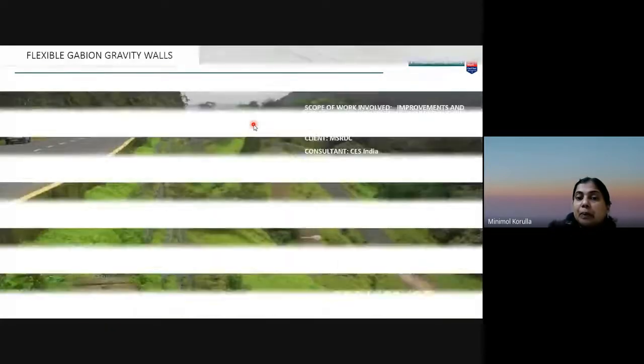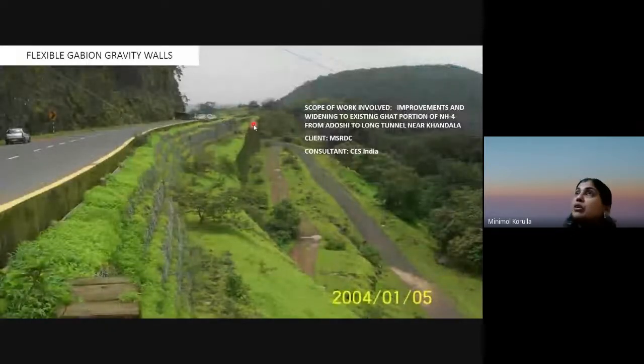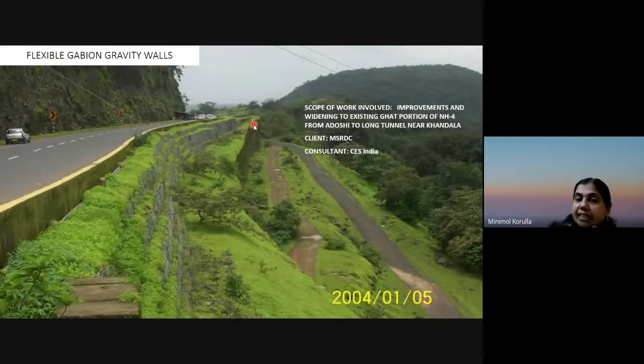Now, before our time is finishing, I would like to show some of the case studies. This is on the Mumbai-Pune Expressway. There, on the valley side, a lot of retaining walls had to be built. Instead of going for RCC walls, reinforced concrete walls, which was the first decision, Gabion walls are being used.